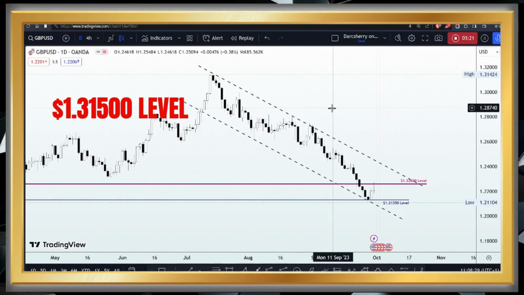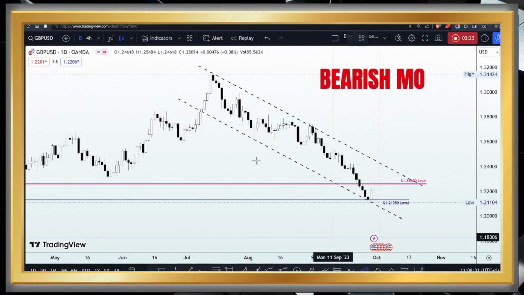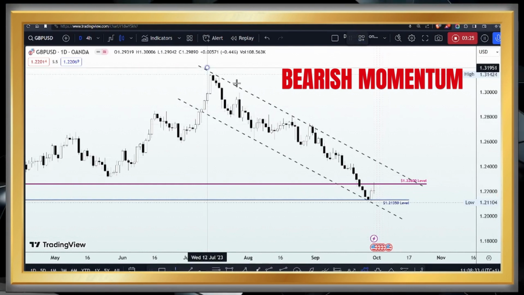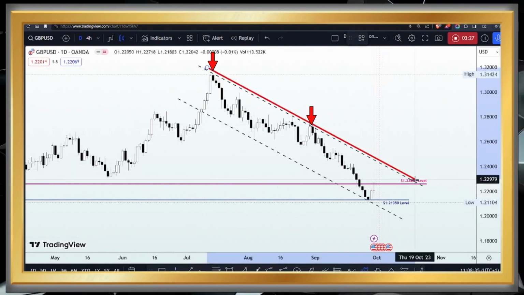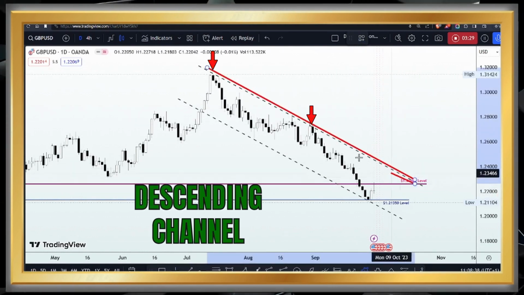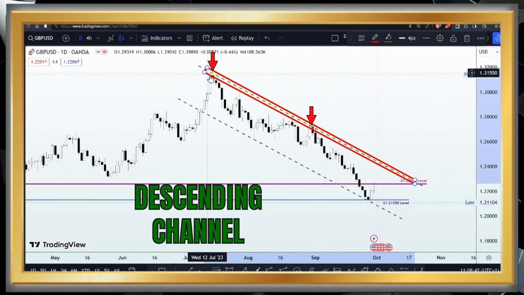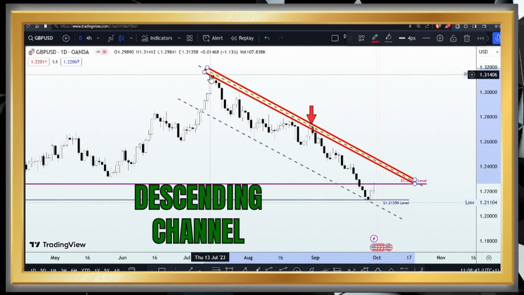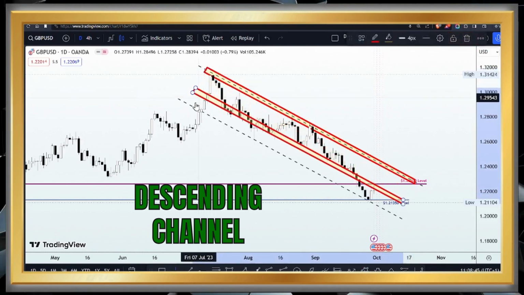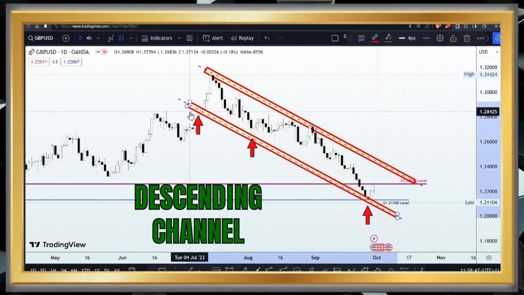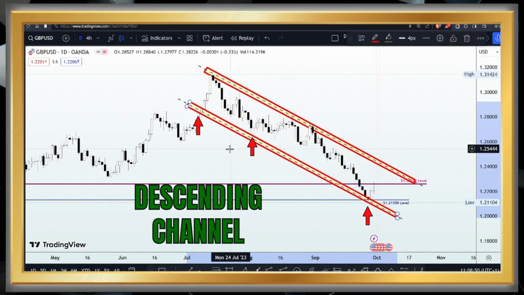And as a result of this bearish momentum, you will see that price action gradually transitioned into a descending channel. After connecting the series of lower highs, we have the resistance line of the descending channel. And after connecting the series of lower lows, we have the support line of that descending channel.